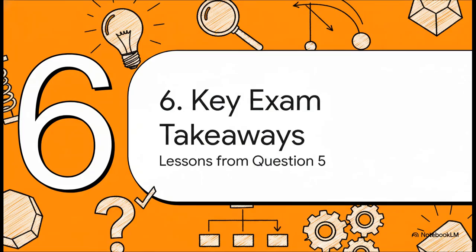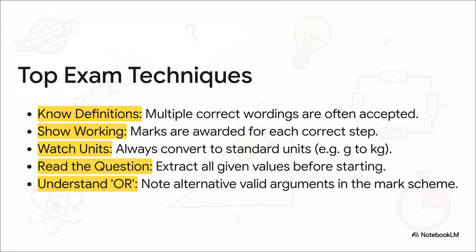So, we've pulled apart every single piece of question 5. But what are the big lessons here? What are the strategies we can learn from this one example that you can apply to any exam question you face? This slide really says it all. First, know your definitions, but focus on understanding the concept, not just memorizing one set of words. Second, always show your working. It's your safety net. Third, watch those units. Always convert to standard units like kilograms before you start calculating. Fourth, read the full question carefully and pull out all the numbers. And finally, remember that little word "or" in the mark scheme is your best friend. It means there's more than one way to get to the right answer.